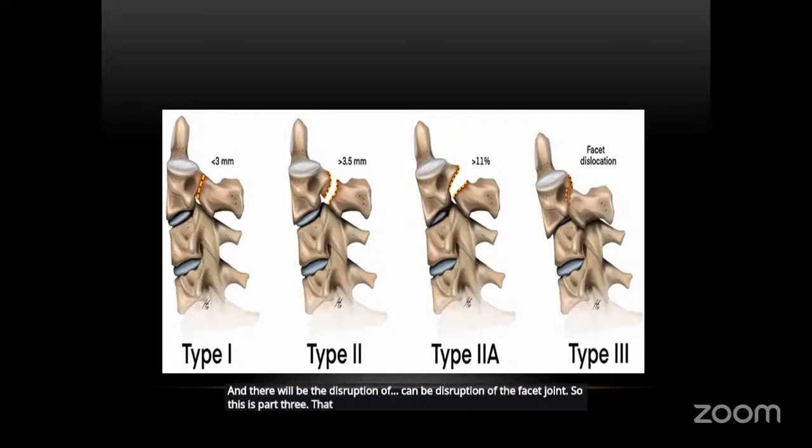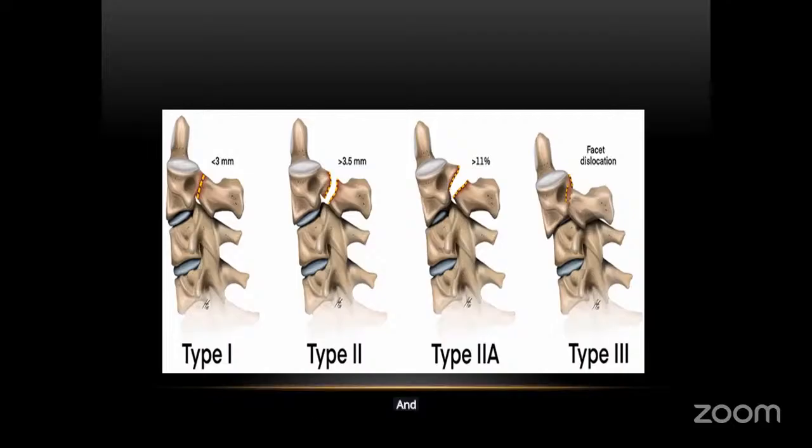That's why these two types, mostly type 2A and type 3, will be considered unstable fractures. And type 2 when the transverse ligament is disrupted. So, got it? Yes, sir. These are the Levine classification.